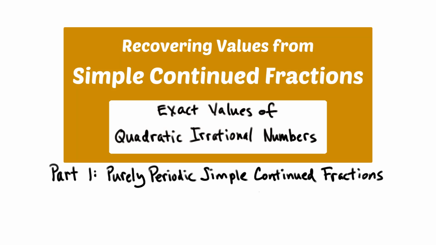This video is part of a series about recovering the exact values of quadratic irrational numbers from their simple continued fractions. This video is part 1. It is about recovering the value from purely periodic simple continued fractions. We'll set up the problem and define a process for recovering the values. Then we'll work an example.